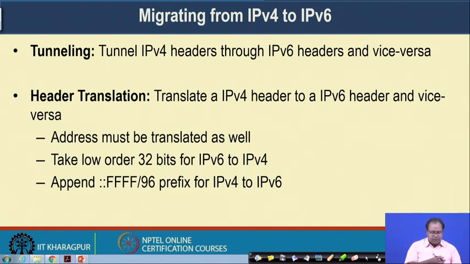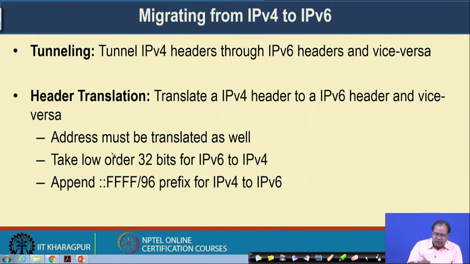Then the concept of header translation says that you translate an IPv4 header to an IPv6 header. That means you have an IPv4 header and you create a corresponding IPv6 header by converting the values to the IPv6 format and then add it with the original packet. Now, whenever you are doing a header translation, an important requirement is that your address must be translated. That means you should be able to translate the IPv6 address to an IPv4 address and vice versa.